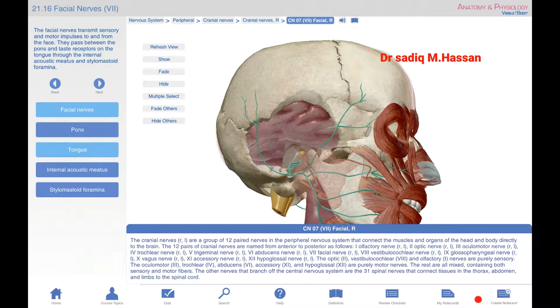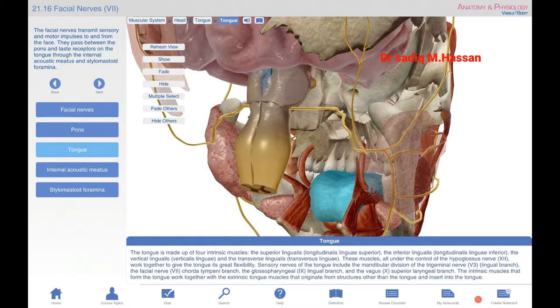The tongue is made up of four intrinsic muscles: the superior longitudinal, the inferior longitudinal, the vertical, and the transverse lingual muscles. Lingua is a Latin word related to the tongue. All these muscles are under the control of the hypoglossal nerve, which is cranial nerve number 12, and they work together to give great flexibility.